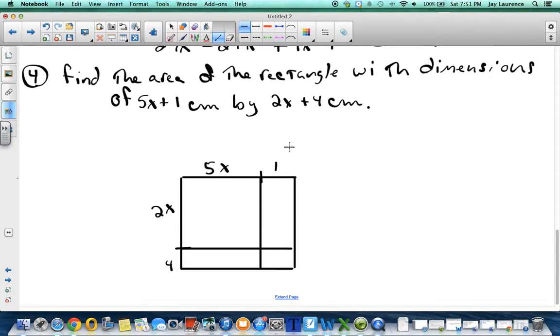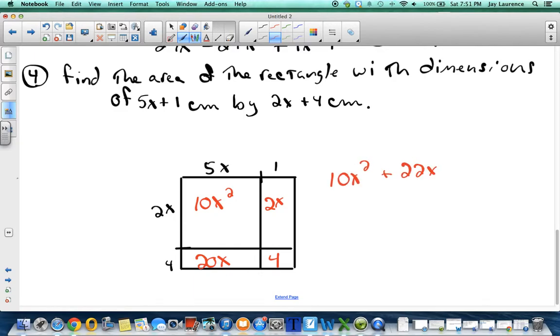And I'm going to find the area of the 4 little rectangles inside, and then add them all together. And I'll know the area of the big rectangle. So 2x times 5x is 10x squared. 2x times 1 is 2x. Feel a sneeze coming on. Excuse me. All right, 4 times 5x is going to be 20x. And 4 times 1 is going to be 4. So when I put them all together, I have a 10x squared plus 22x plus 4, and that'll be centimeters squared.